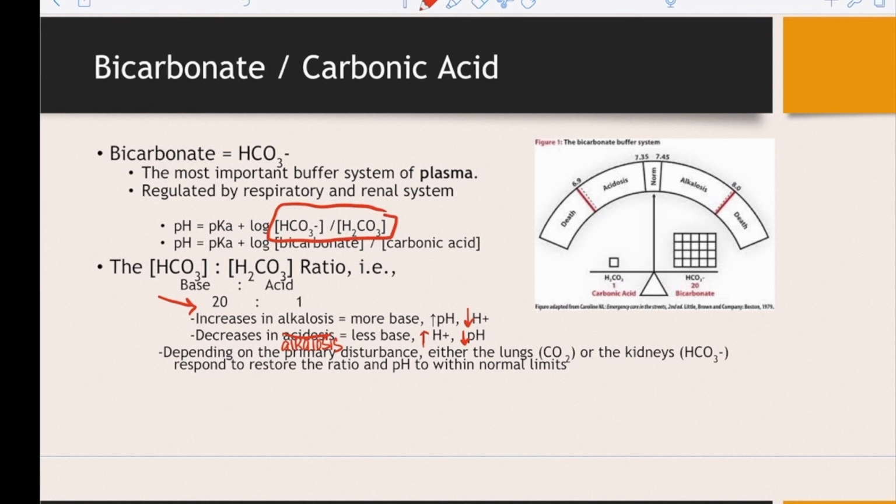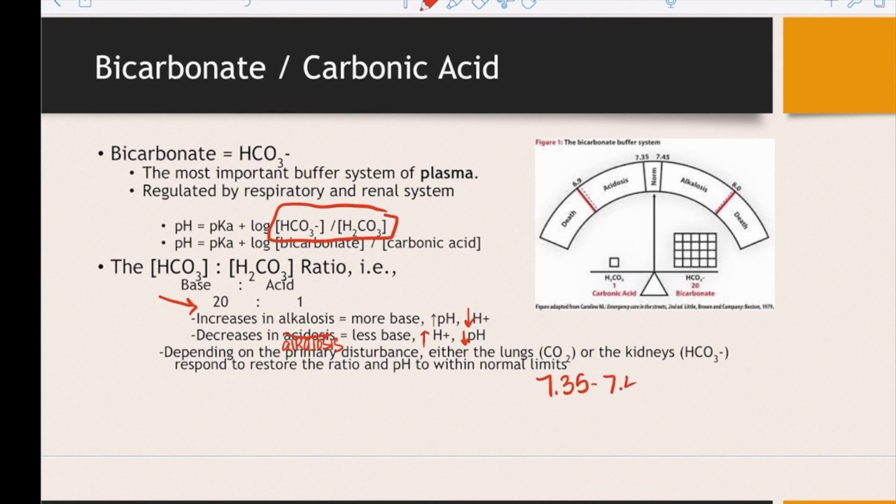Okay, and so depending on what causes this increase or decrease, either the lungs or the kidneys will respond in order to restore that 20:1 ratio and to keep the pH within normal limits. And what are the normal limits? 7.35 to 7.45. And you can see that outlined up here too in this nice little diagram.